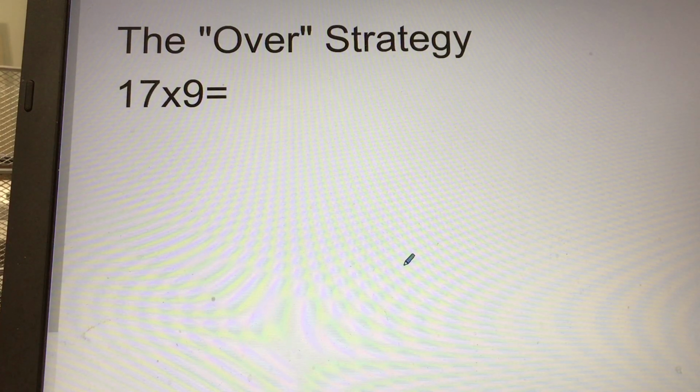The next strategy I am going to remind us of is the over strategy. Remember, these strategies are all about finding an easier number that we can recognize when solving multiplication problems that may not have an easy number. So I'm looking at the problem 17 times 9, and automatically I'm thinking in my head, wow, that 9 is really close to 10. So that's going to be helpful with our over strategy. So let me show you how this one works.